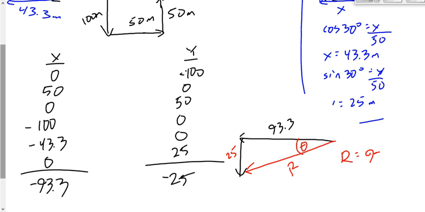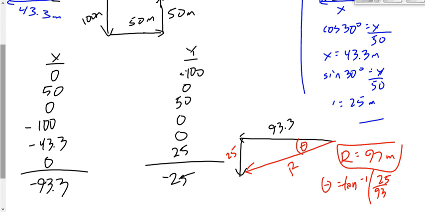96.5, so 97 meters. And the angle would be the inverse tan of, what is it going to be? 93 over 25, 25 over 93. 25 over 93, it's opposite over adjacent. Opposite is the side that's not touching the angle. And the adjacent, well, it's not the hypotenuse, it's the other side that is touching. And what do we get for that angle?